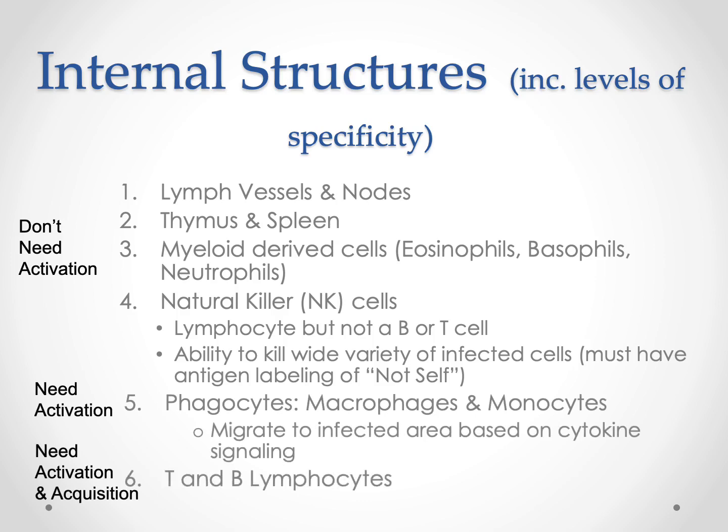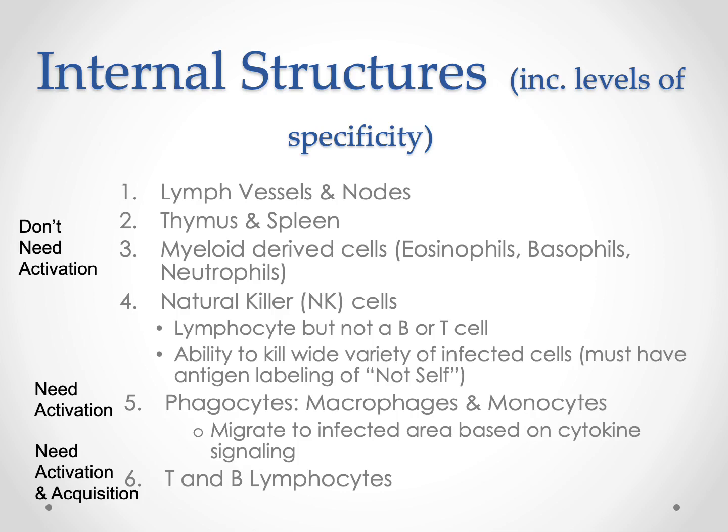We then start dealing with things that need to be activated and or need to undergo some sort of immune acquisition. Things that need to be activated are some of the phagocytes, such as the macrophages and the monocytes, which means that they don't necessarily need to learn how to respond to the pathogen, but they need some sort of chemical signal, some hormone, what we refer to as the cytokine signal, which is going to say, we need these cells over in this area here because there is an infection or an injury taking place.